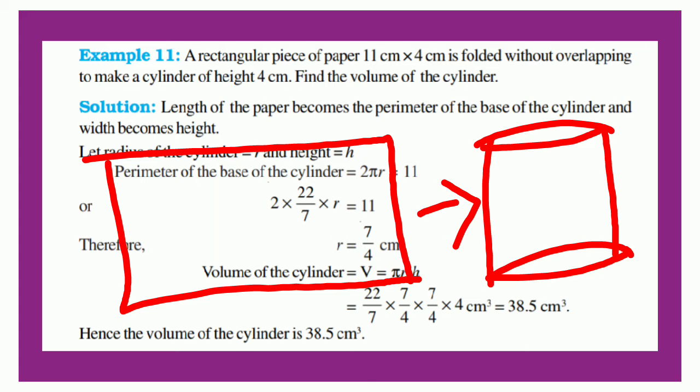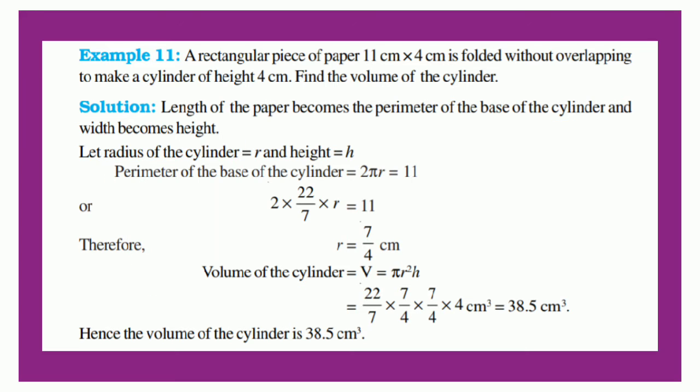At that time you will get the height of the cylinder as the breadth of the rectangle. I repeat, the breadth of the rectangle is equal to the height of the cylinder. And also the length of the rectangle is equal to the perimeter of the base of the cylinder, that is the circumference of the circle, that is 2 pi r. Thus 2 pi r is equal to 11 centimeter.